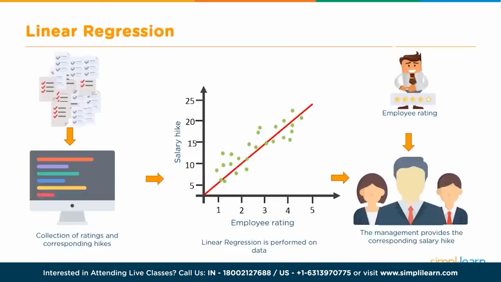Now, salary is a continuous value. You can get 5,000, 5,500, 5,600. It is not discrete like a cat or a dog or an apple or a banana. These are discrete, or a yes or a no. These are discrete values, right? So where you're trying to find continuous values is where we use linear regression.